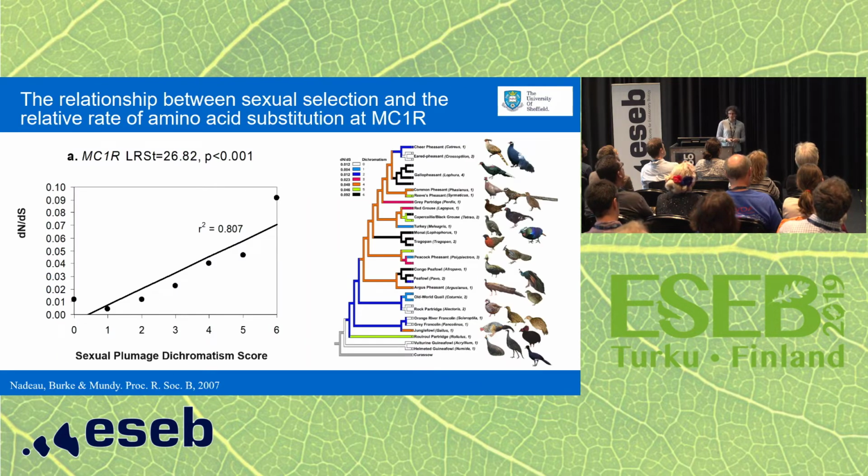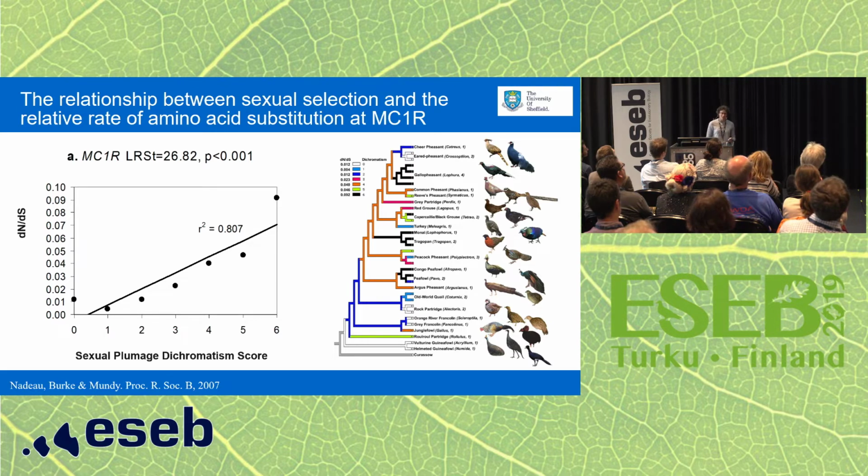And what I found was that the MC1R gene was evolving faster on lineages where there were higher levels of sexual dichromatism, which I was using as a proxy for the strength of sexual selection. So that's what you can see here. This is a reconstruction of the strength of sexual dichromatism. And on the branches where there was higher sexual dichromatism, there was faster evolution of MC1R, using the ratio of the rate of non-synonymous to synonymous substitution as a proxy for the rate of molecular evolution at this gene.